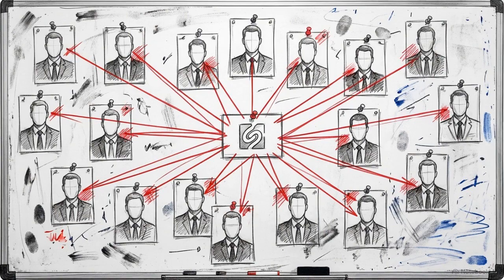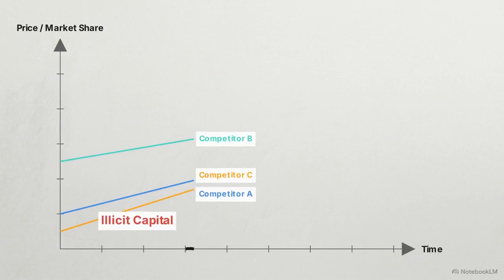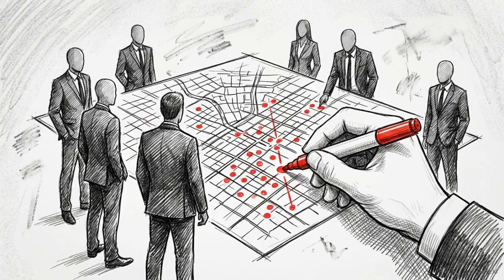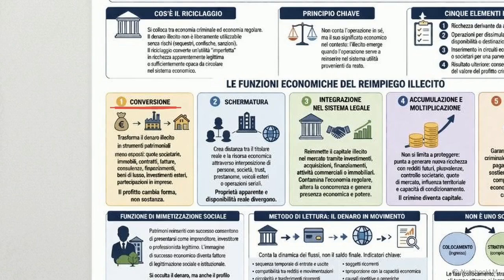To identify these networks, we must map the true economic functions of illicit capital and observe how its presence distorts the mechanics of a free market. Modern money laundering operates as an aggressive, continuous process of financial integration and market manipulation. The first function is conversion. Raw profits must be transformed into corporate shares or commercial invoices.